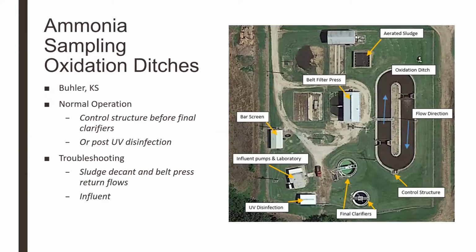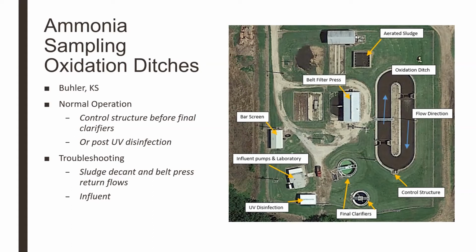Next, we're going to look at your basic oxidation ditch, extended aeration type of system. This is a small plant in Buhler, Kansas. Under normal operation, you'd typically be looking at the control structure before the final clarifiers, or somewhere in the UV disinfection area. The ammonia levels should be more or less the same.